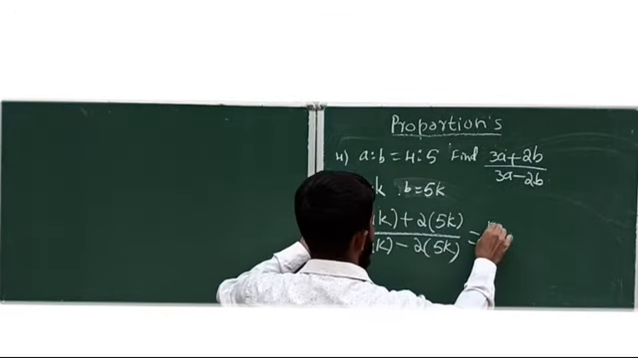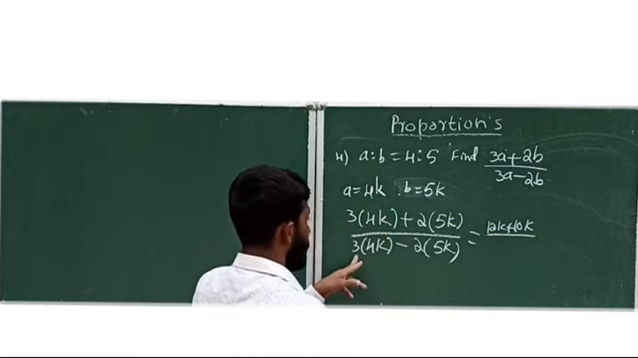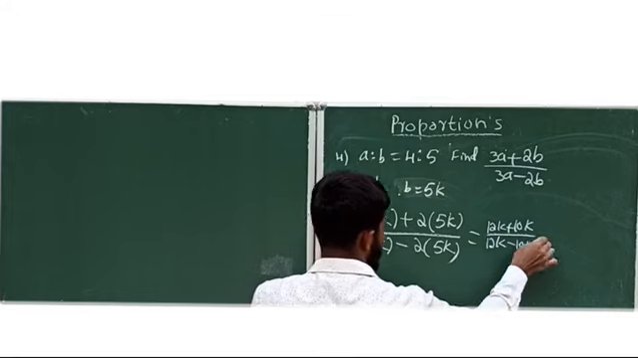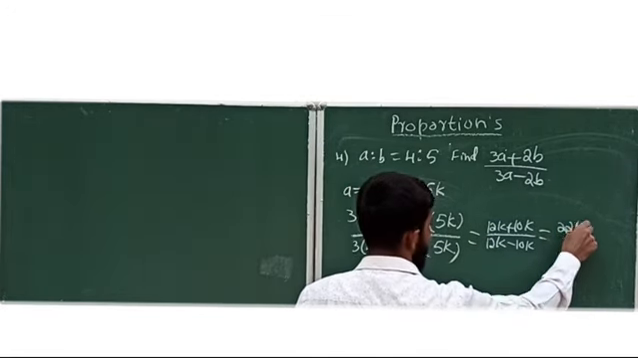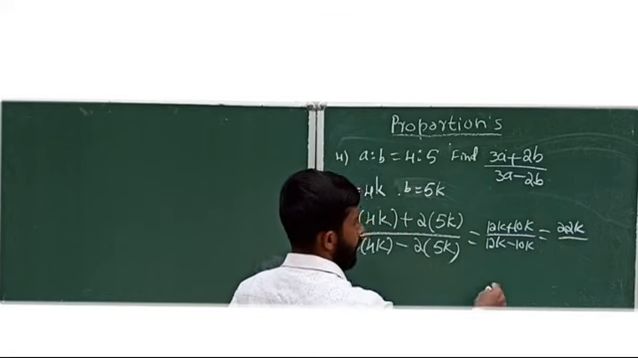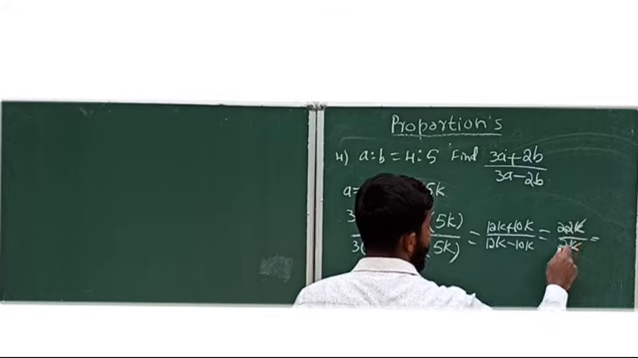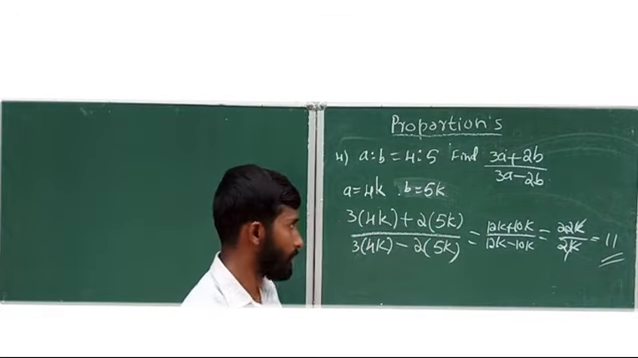So here 12k plus 10k, 5 twos are 10, 10k, by 12k minus 10k. It is equal to 22k divided by 2k. Now see, k gets cancelled, 22 by 2 is equal to 11. Therefore 11 is the answer.